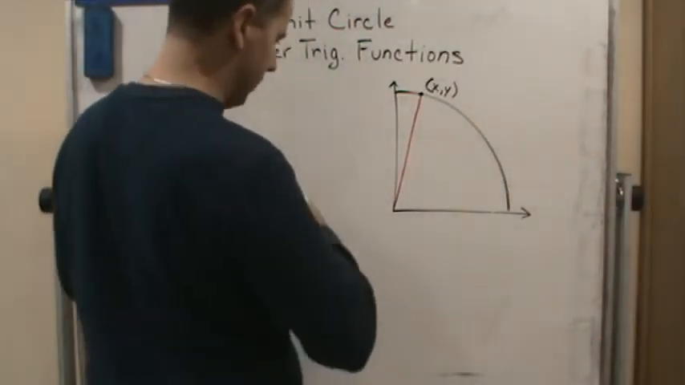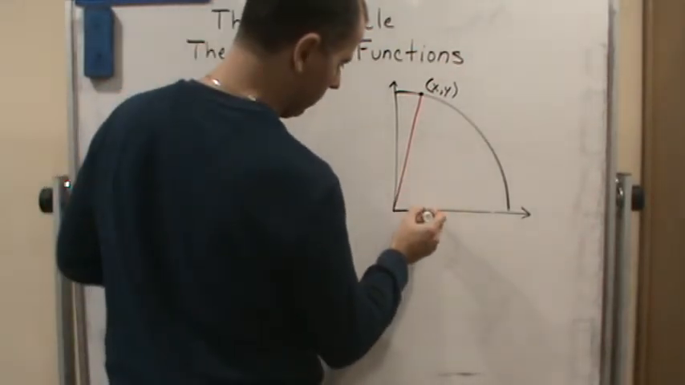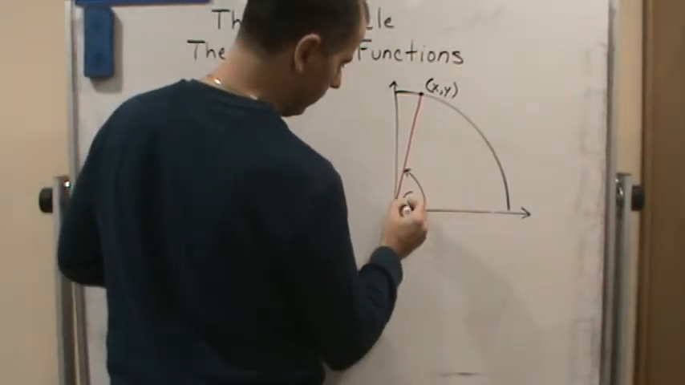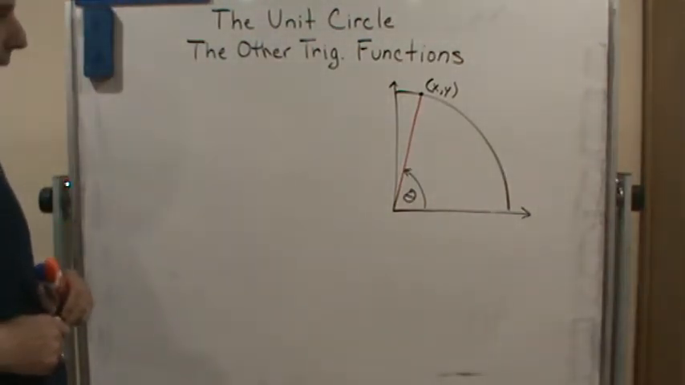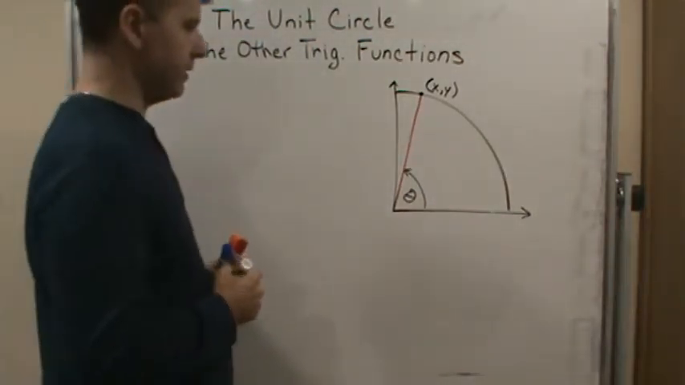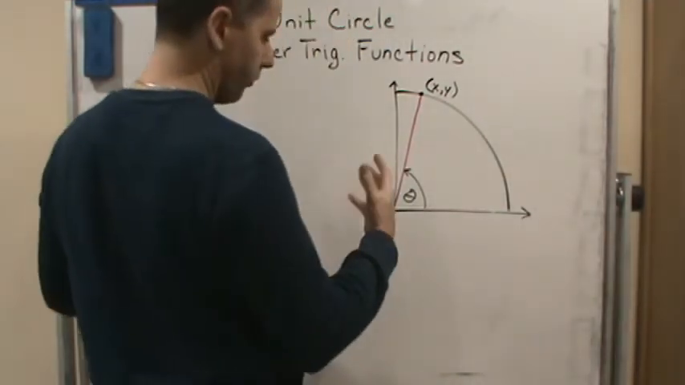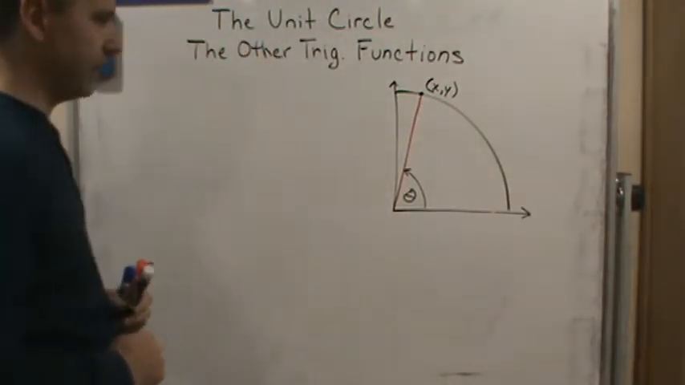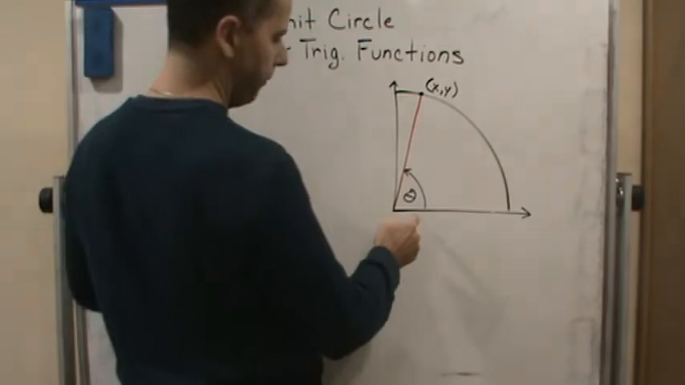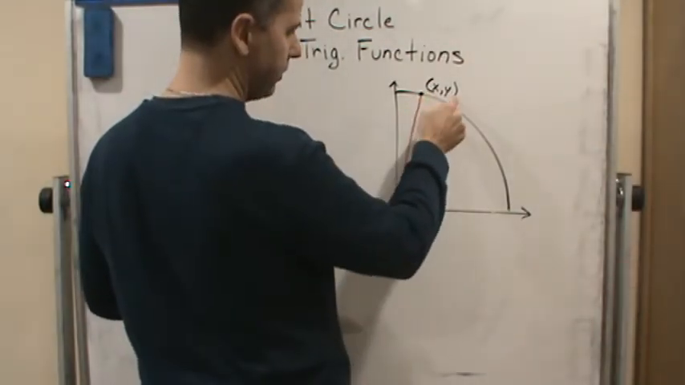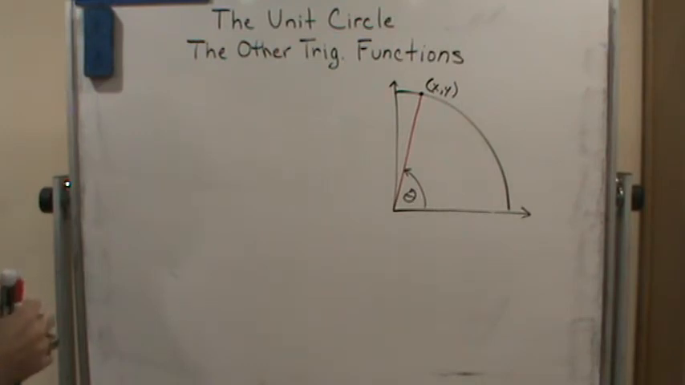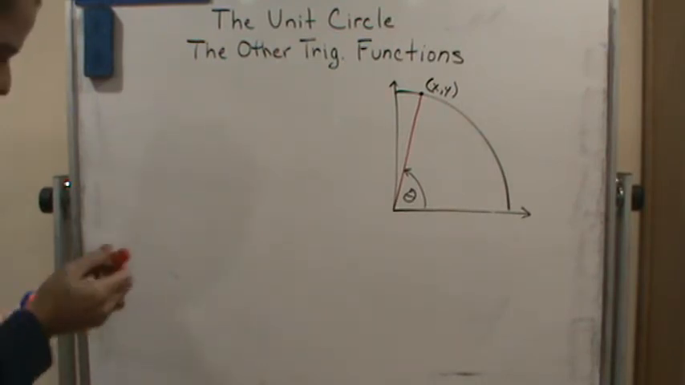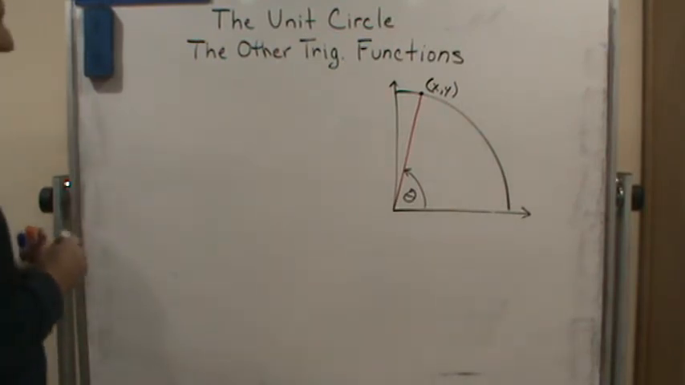we've got this angle theta, and we want to define the other trigonometric functions with respect to this theta value, which has a point that's represented x, y. So x, y represents any point on the unit circle. Okay, and the first one we're going to talk about is tangent.